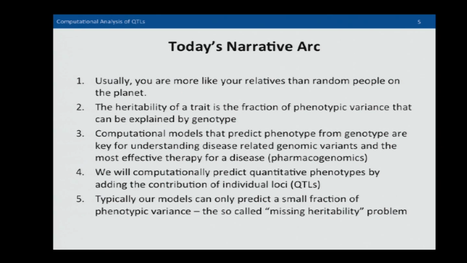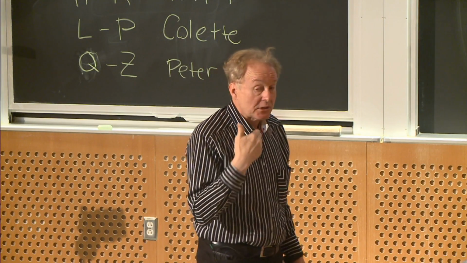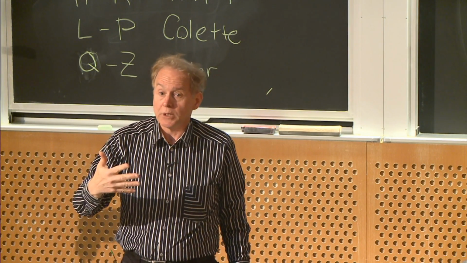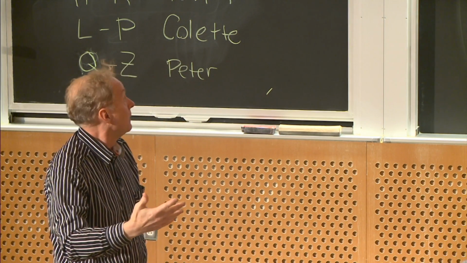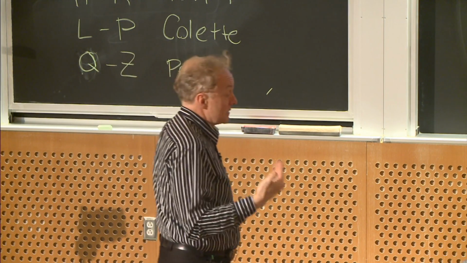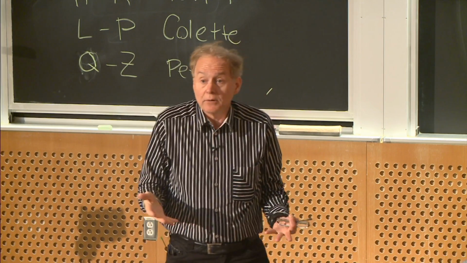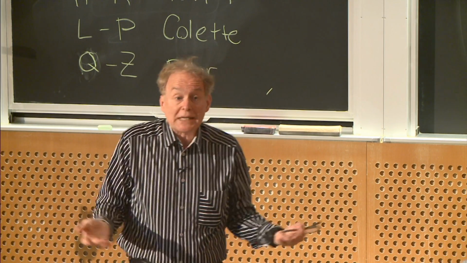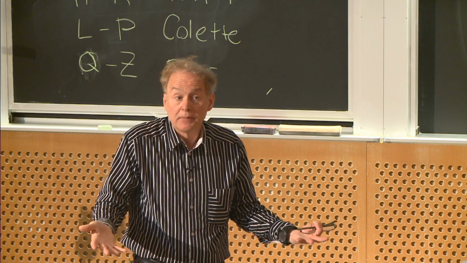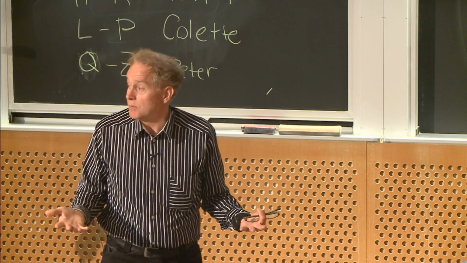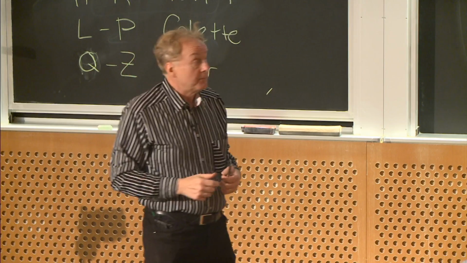So, individual loci in the genome that contribute to quantitative traits are called quantitative trait loci, or QTLs. So we're going to talk about how to discover them and how to build models of quantitative traits using QTLs. And finally, as I said at the outset, our models are insufficient today. They really can't find all of the heritability. So we're going to go searching for this missing heritability and see where it might be found.